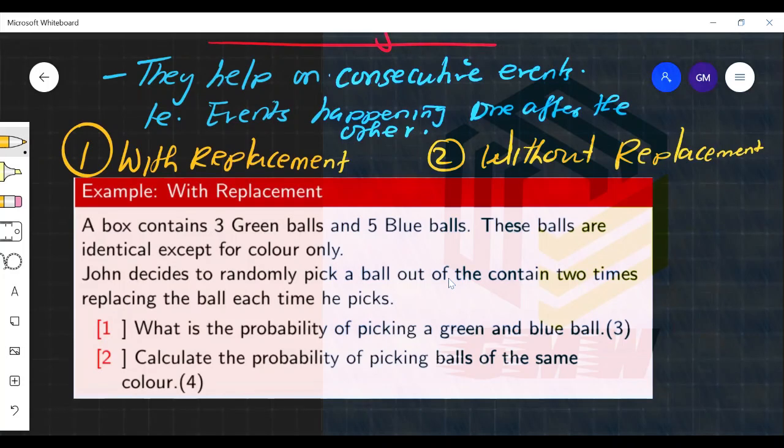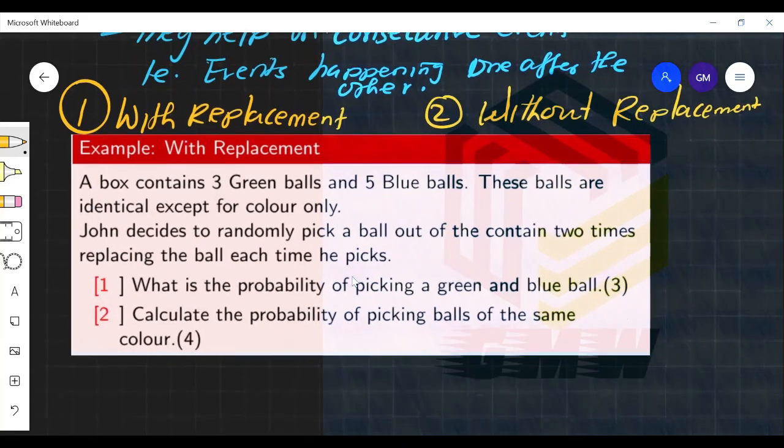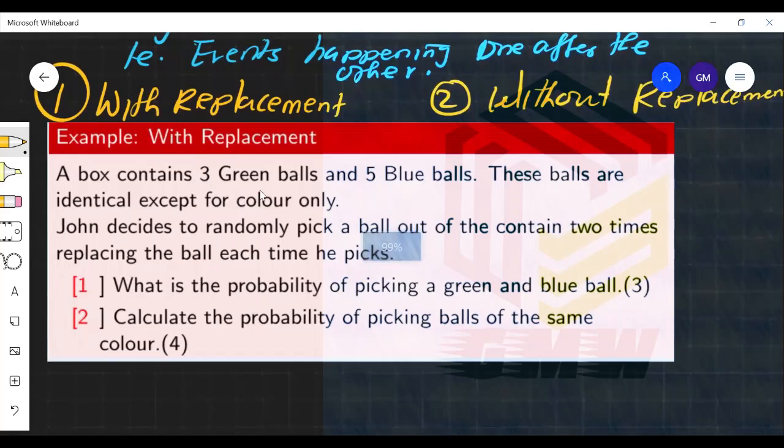All right. So the best way to explain it is with an example. It says a box contains 3 green balls, but remember, we already know how to calculate probability: number of over total. So a box contains 3 green and 5 blue balls. These balls are identical except for color only.